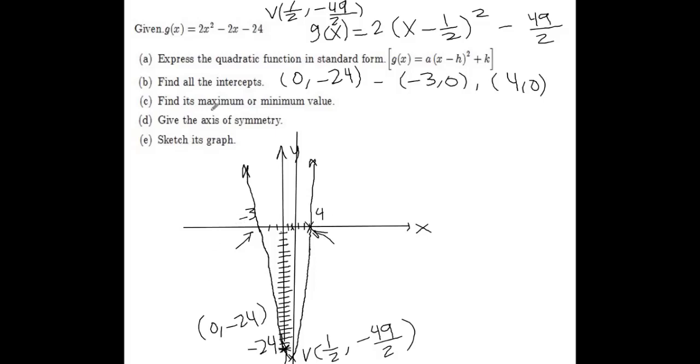Find its maximum and minimum value. This parabola opens upward, so we only have a minimum value at the vertex, which would be 1/2 and minus 49 over 2. The axis of symmetry would be the line going through the vertex. So in this case, you can see x is equal to 1/2. The axis of symmetry is a line passing through the vertex, and that would be x is equal to 1/2. And that would be the sketch of the graph.